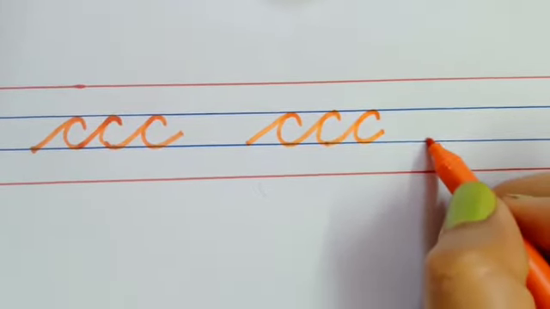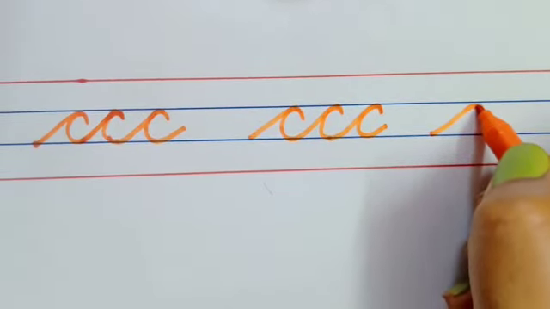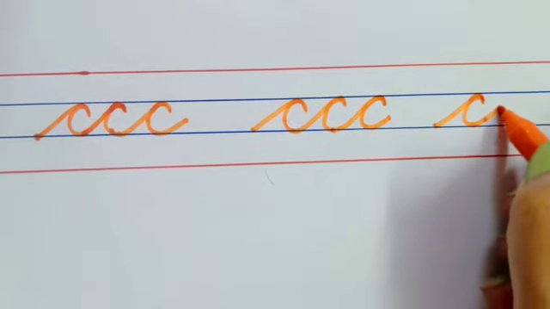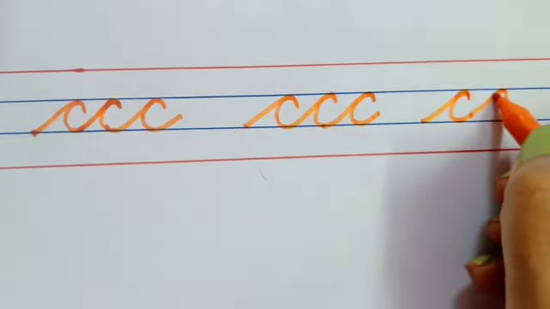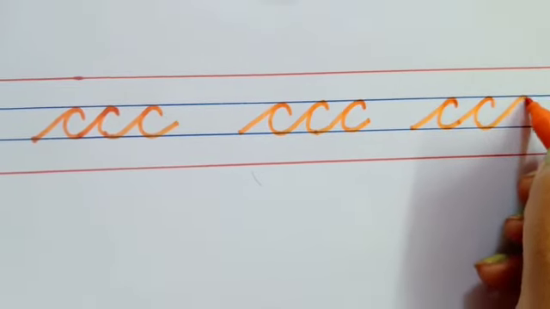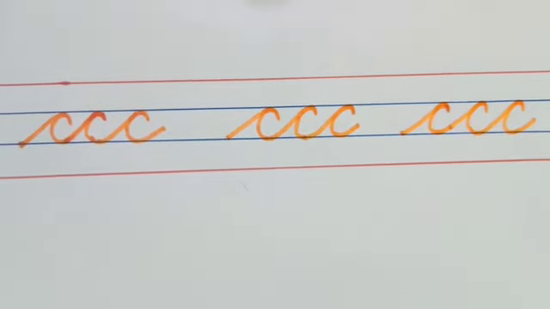See again, keep your pencil on the third line, move up to the second line, make a hook, come down to the third line, again move up to the second line, make a hook, come down to the third line, again move up to the second line, make a hook and then come down to the third line and then make a tail. This is the C stroke.